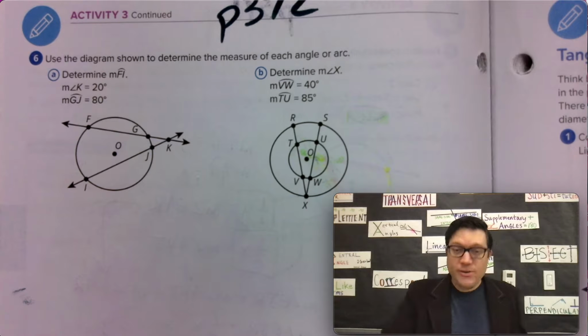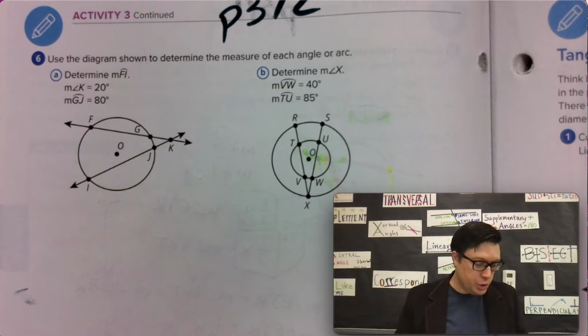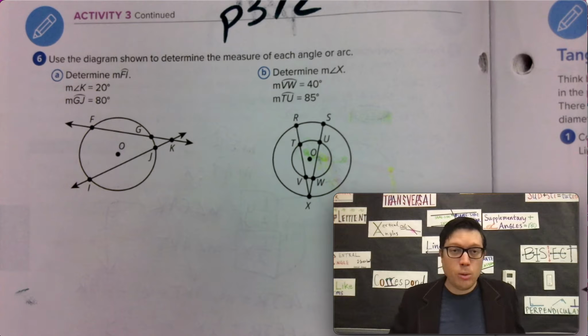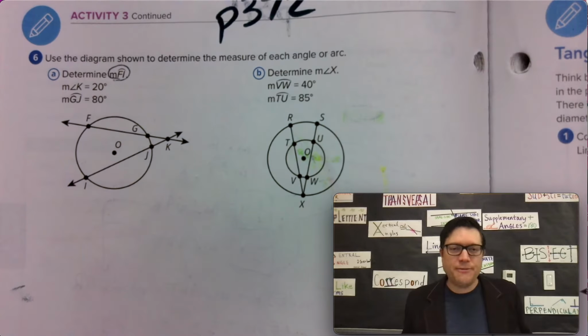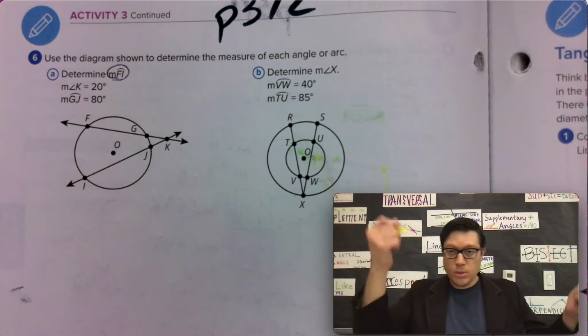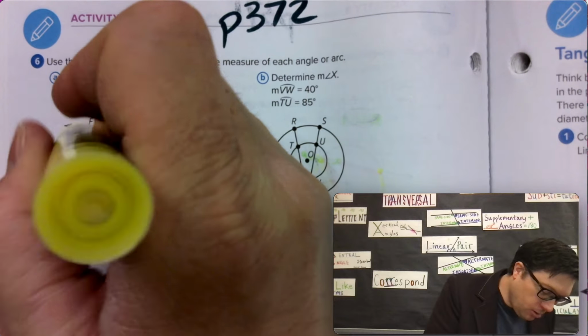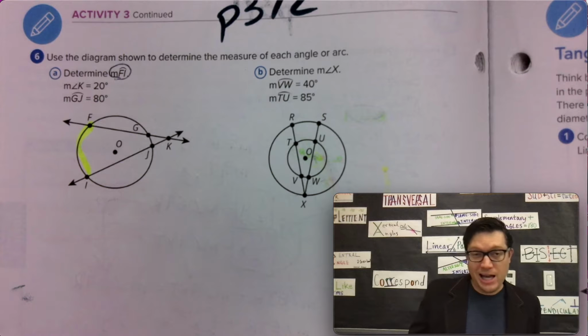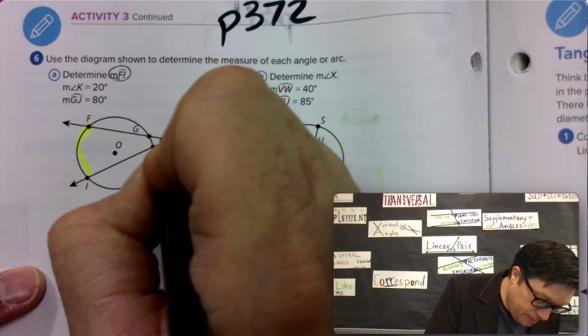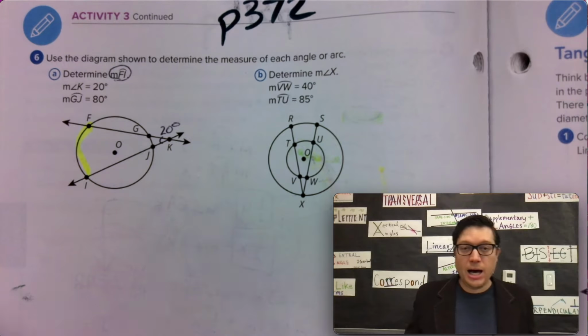Okay? Have a highlighter. It's always good to have a highlighter or two. And let's talk about what we need to do. We need to identify the measure of arc EI. So highlight or make visible EI. We also have information that angle K is 20, so I'm going to drop in a 20 degrees right here.